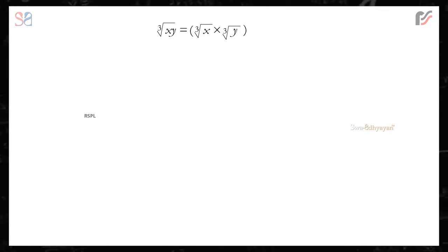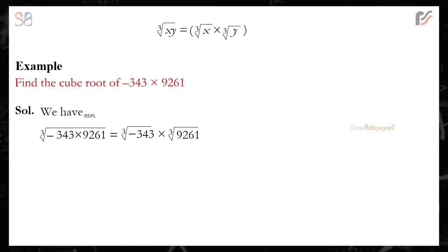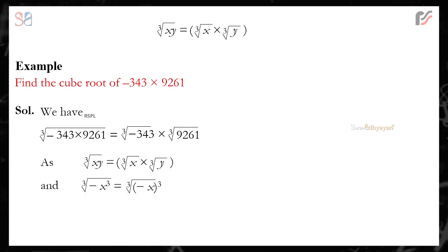Cube root of xy is equal to cube root of x into cube root of y. Example: Find the cube root of minus 343 into 9261. Solution: We have cube root of minus 343 into 9261, which is equal to cube root of minus 343 into cube root of 9261, as cube root of xy is equal to cube root of x into cube root of y, and cube root of minus x cube is equal to cube root of minus x whole cube.